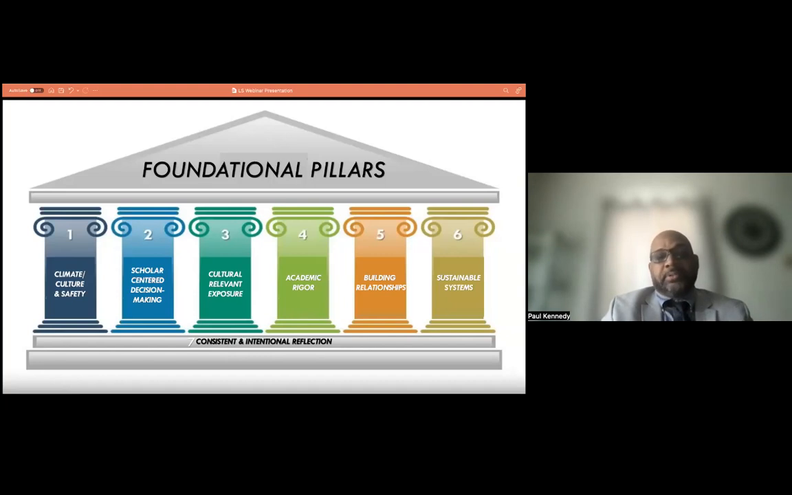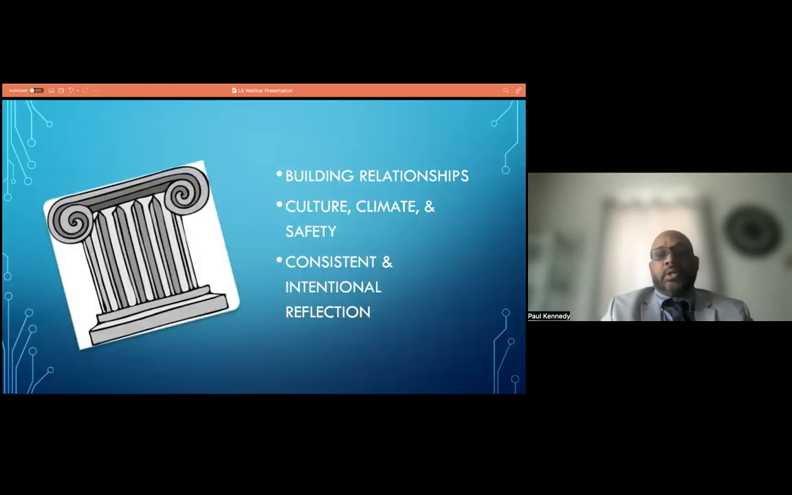There are 3 in particular that we're really going to harp on and talk about today. So the first one is building relationships. The second one is culture, climate, and safety. And the third one is consistent and intentional reflection.